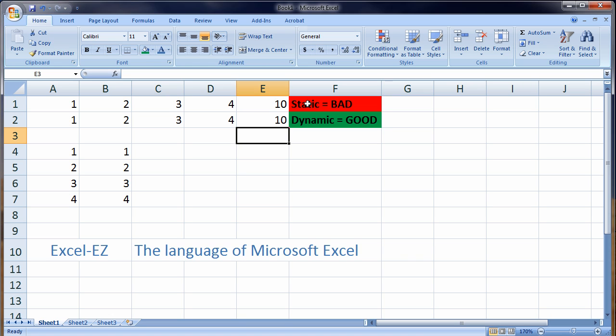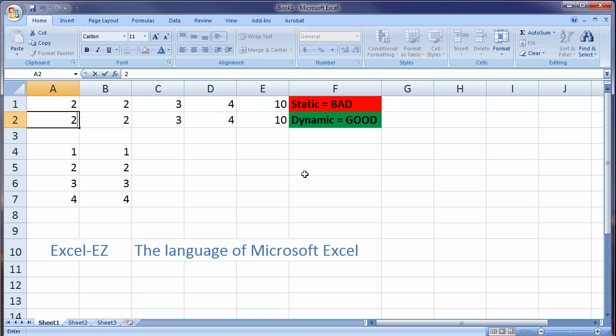Now, here is why static is bad and dynamic is good. Let's say suddenly the value in A1 became 2, and the value in A2 became 2. So I've just entered 2 in each, hit enter, and if you notice, the static function we entered in E1, remember 1 plus 2 plus 3 plus 4, even though now in A1 we have the value of 2, that formula didn't change. But in E2, because we used the cell address of A2, B2, etc., we get the right answer.